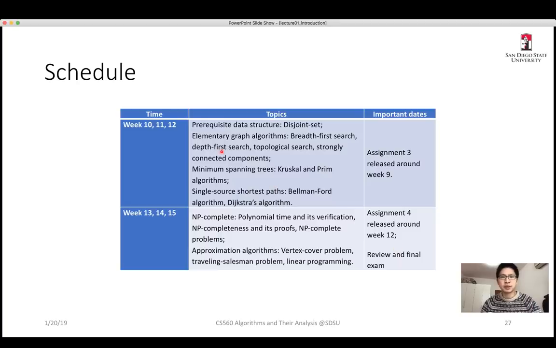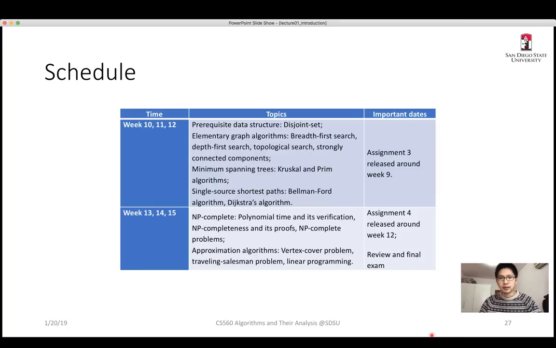And then 3 weeks on graph algorithms. Maybe I'm considering 3 or 4 weeks on the graph algorithms, because this is a very big topic. And for the last 2 to 3 weeks, we will talk about NP-completeness and approximation algorithms. So the final exam will be after week 15.